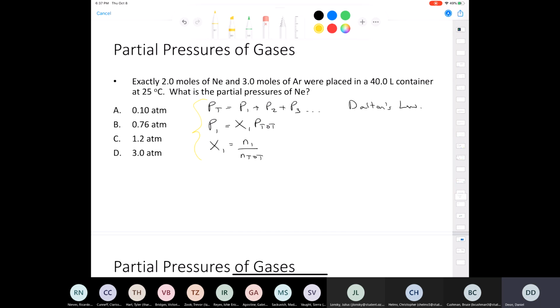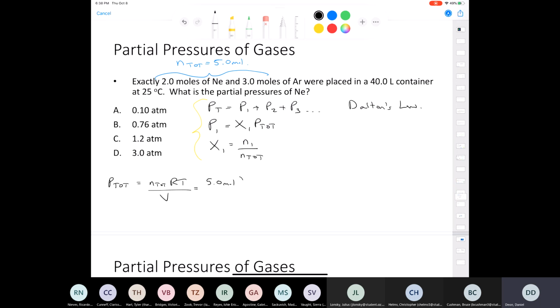Now, with these 3 formulas in mind, let's take a look at this problem. I've got 2 moles of neon and 3 moles of argon, and they're in a 40-liter container at 25 degrees Celsius. What is the partial pressure of the neon gas? Well, I know that I have a total of 5.0 moles. 2 plus 3 is 5. That's how many total moles I have. Could I figure out the total pressure? Absolutely, I can. I can solve for P total, which is going to be equal to n total R T divided by V. Let's give it a shot.